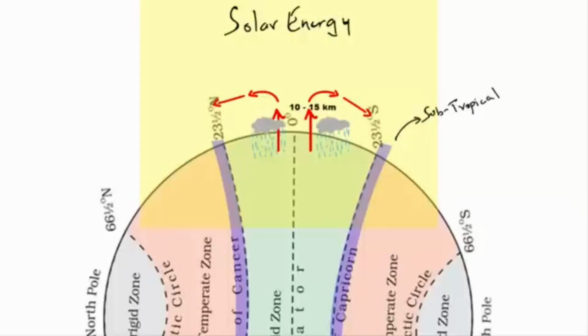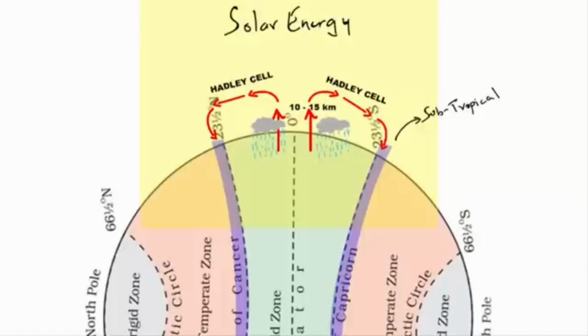Now the air rising near the equator goes up to a height of 10 to 15 kilometers above the surface and starts moving towards the poles. While going on its way to the poles, it comes down or sinks at the subtropical region. Now this pattern of atmospheric circulation is called Hadley's cell. It is named after George Hadley. He was a famous meteorologist who proposed this mechanism.